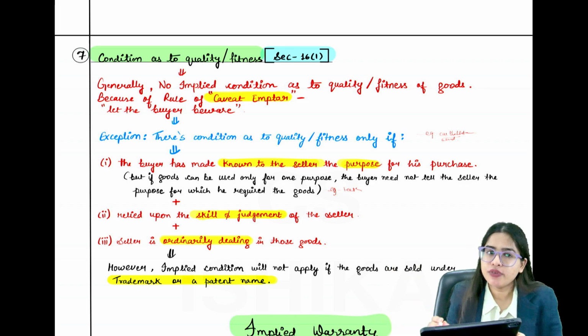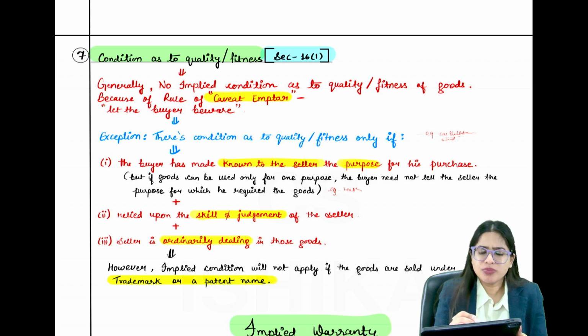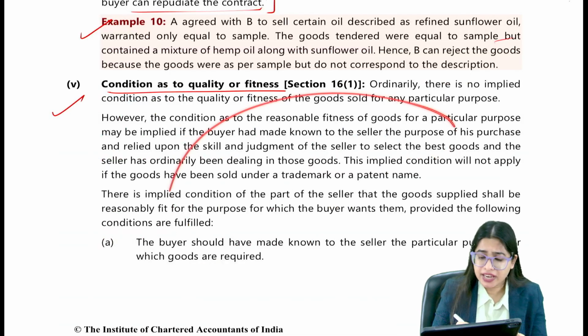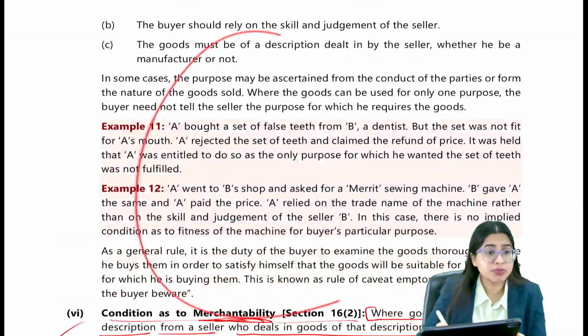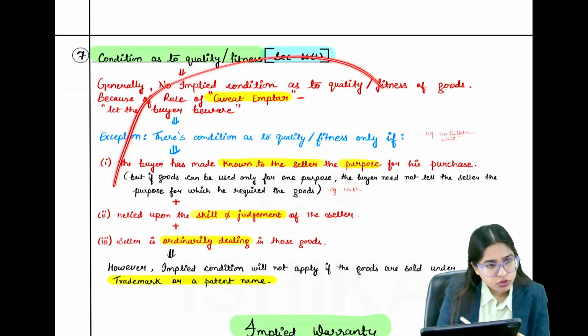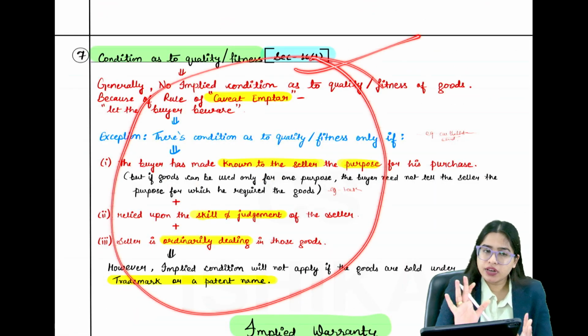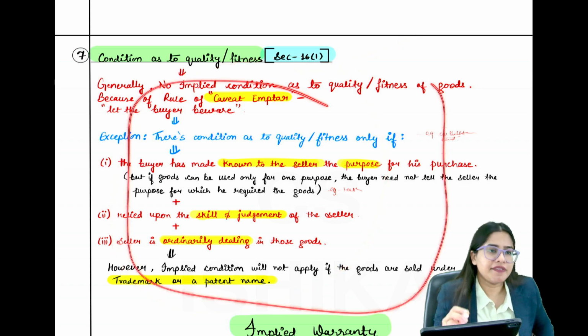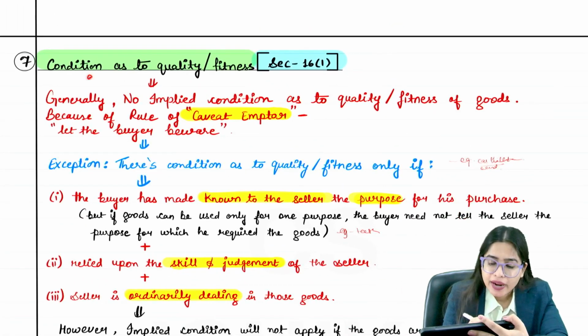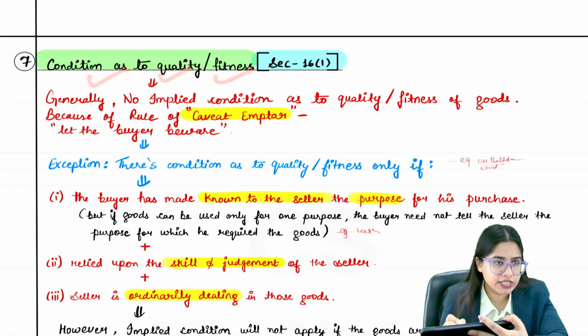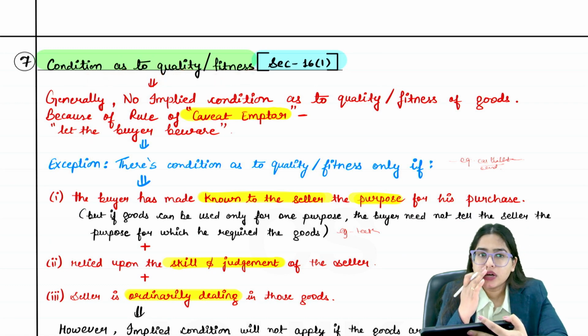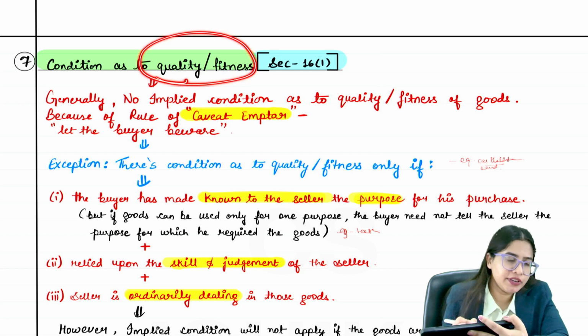Okay, so now we'll be doing the last condition. You know, in the book it is given very lengthy. But in the notes it is very easy, with very little content. I have explained this concept of implied condition as to quality and fitness. Now please understand, condition as to quality and fitness.